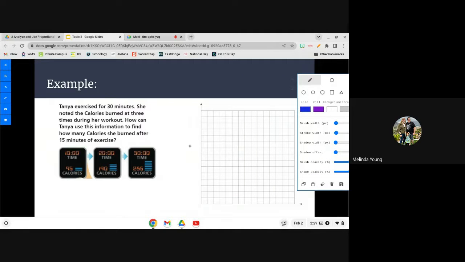Okay, so I am looking at here. I've got at 10 minutes, I'm burning 95 calories. At 20 minutes, I'm burning 190. At 30 minutes, I'm burning 285.